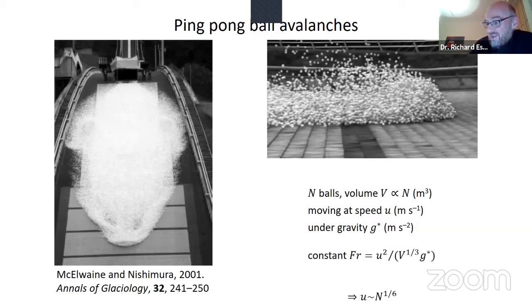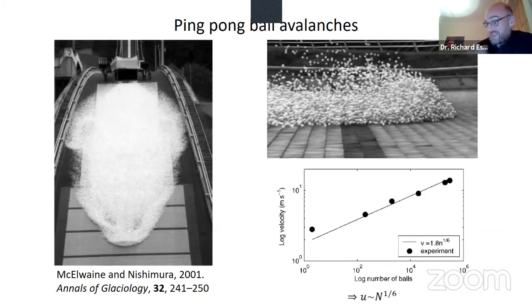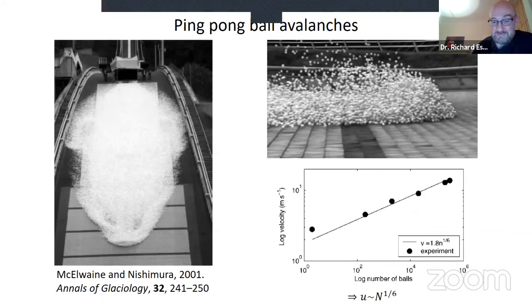If we assume that that number is constant for similar flows, it will give the velocity scaling as the 1/6 power of the number. And that is pretty much what is found experimentally.